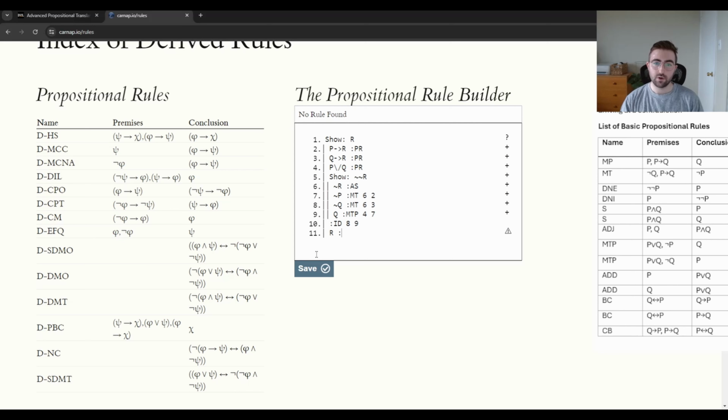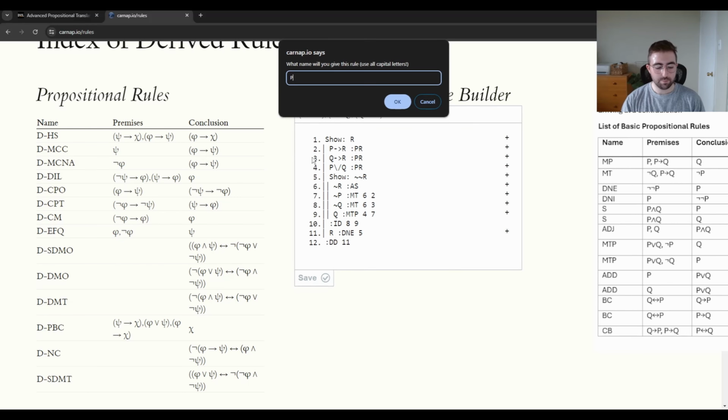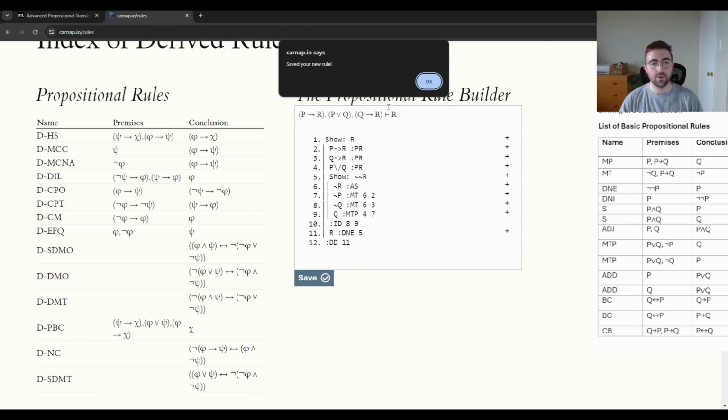Well, then we have R also by double negation elimination on 5, right? We have access to this line. We can get rid of both negations on it, giving us R. And that's exactly what we were trying to prove, right? So we have direct derivation on line 11 of what we were trying to show. So when you save that one, call it PBC for proof by cases. Yeah, there you go.